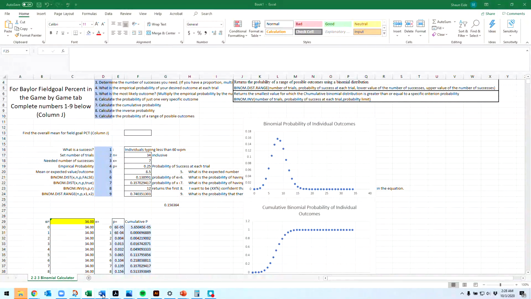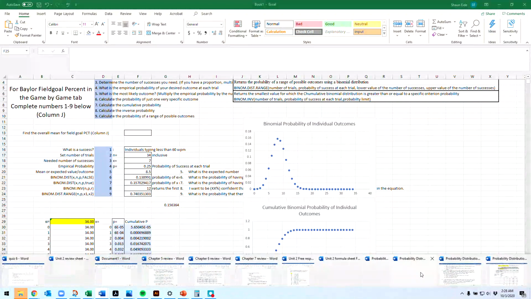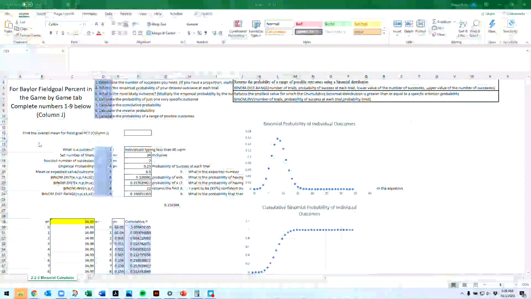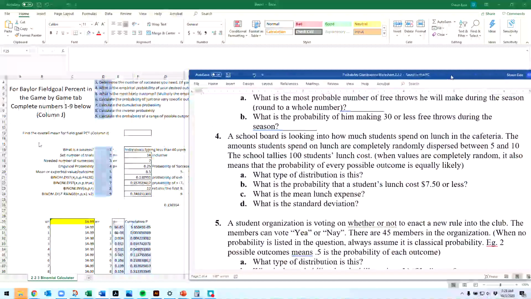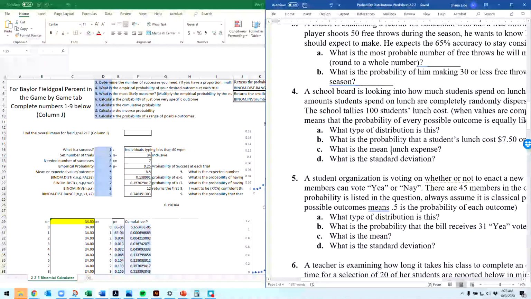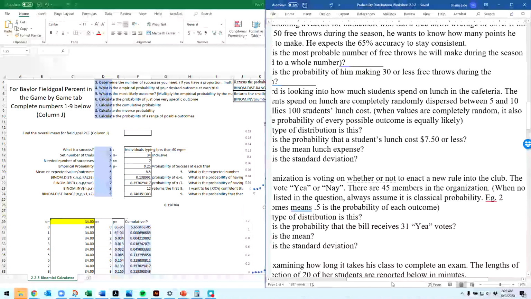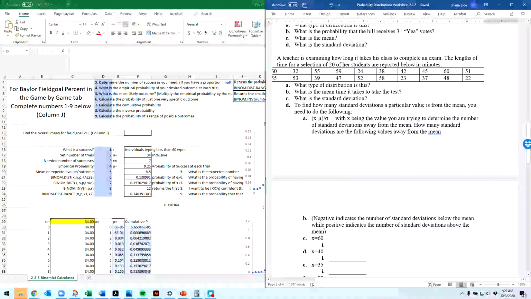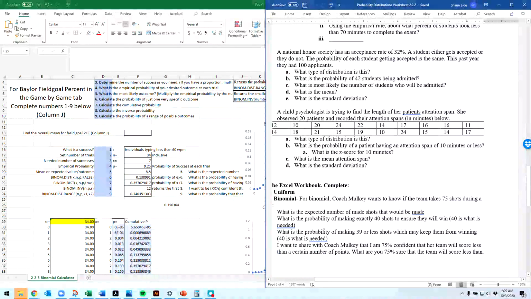Going to your worksheet, though. Okay, let's pull up your worksheet. We've got the probability distribution worksheet. And so let's see here. Let's see if we can find one that's got a binomial probability distribution.